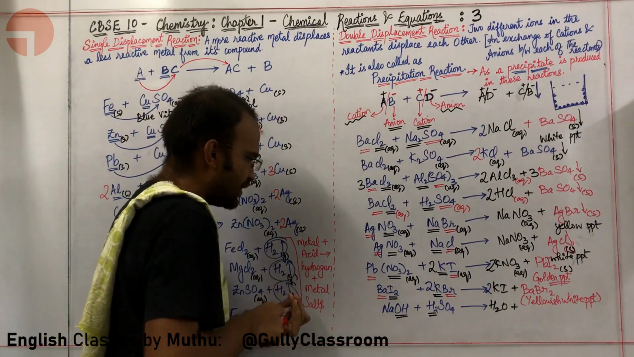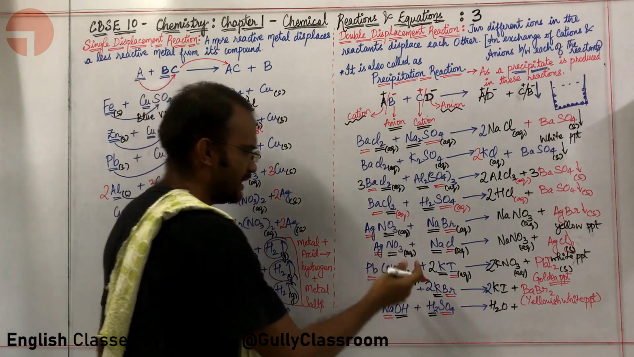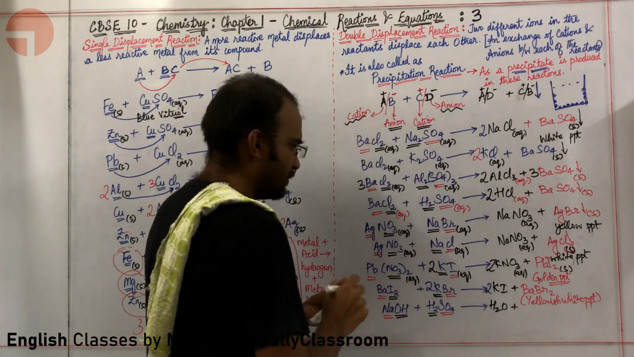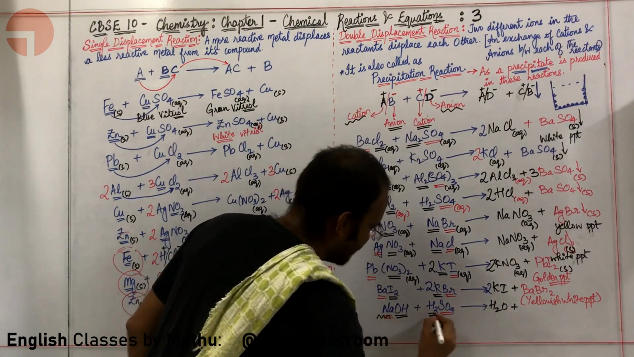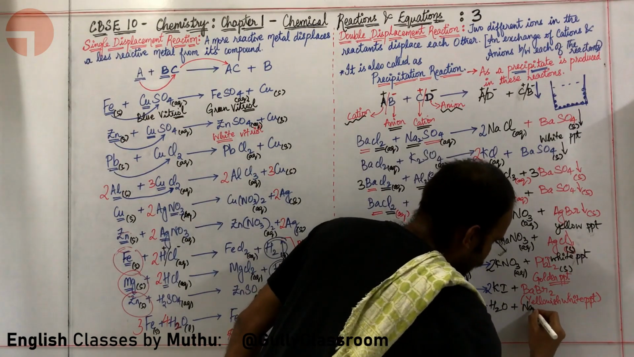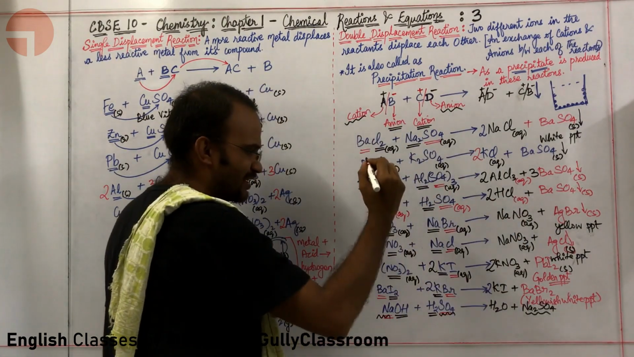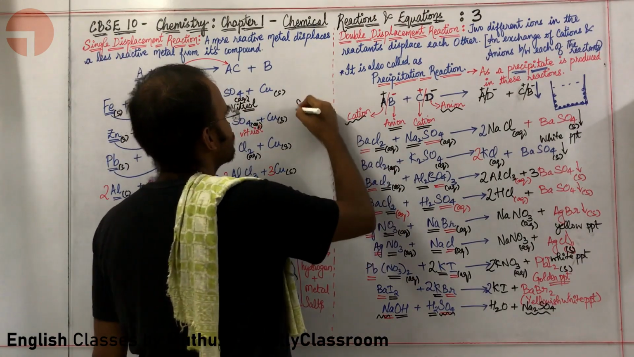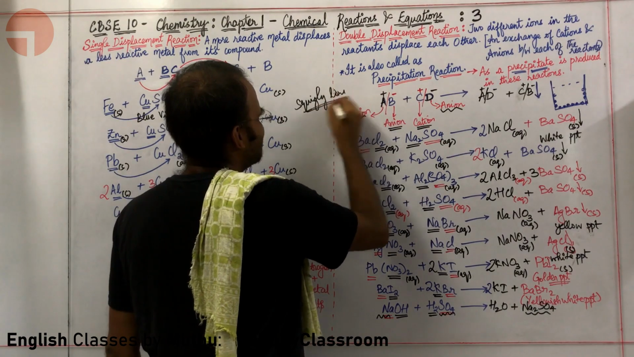What next? Here Na is combining with SO4 and forming Na2SO4. Let me put a squiggly line here just to show that Na and SO4 are combining to form Na2SO4. This also I am going to add a squiggly line. What is the spelling of squiggly line? I hope this is correct.